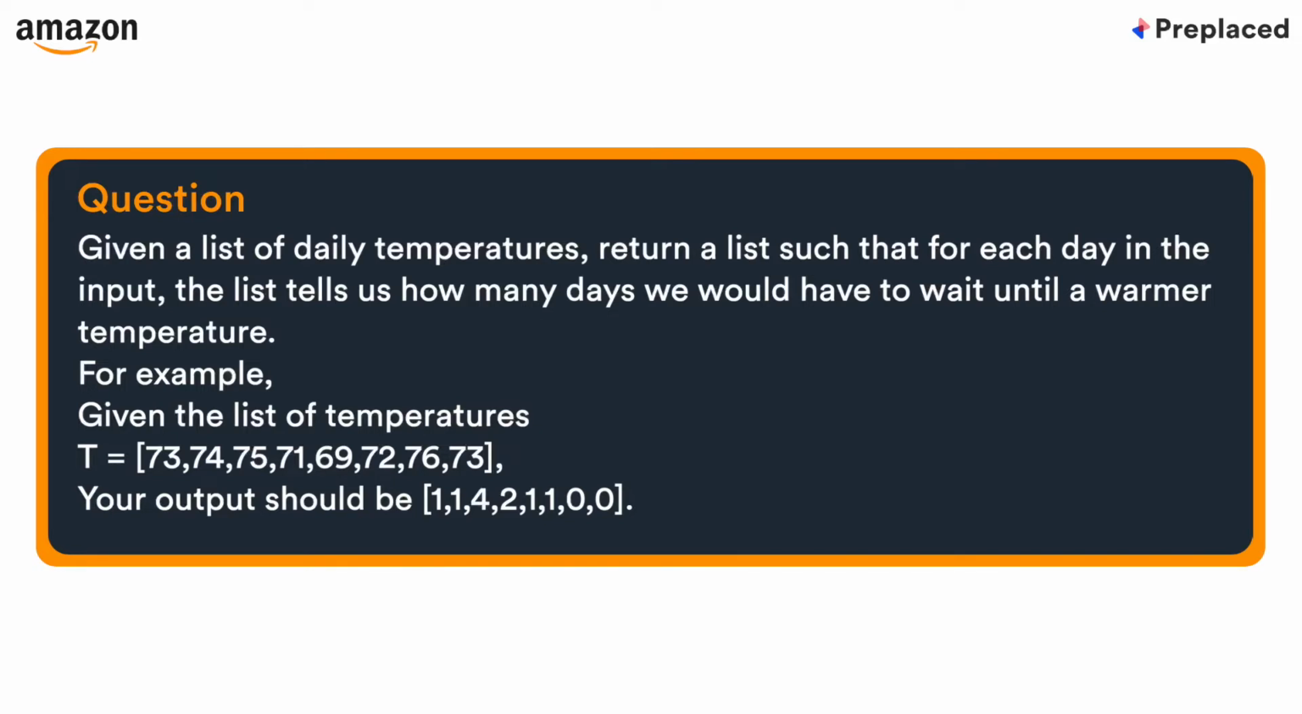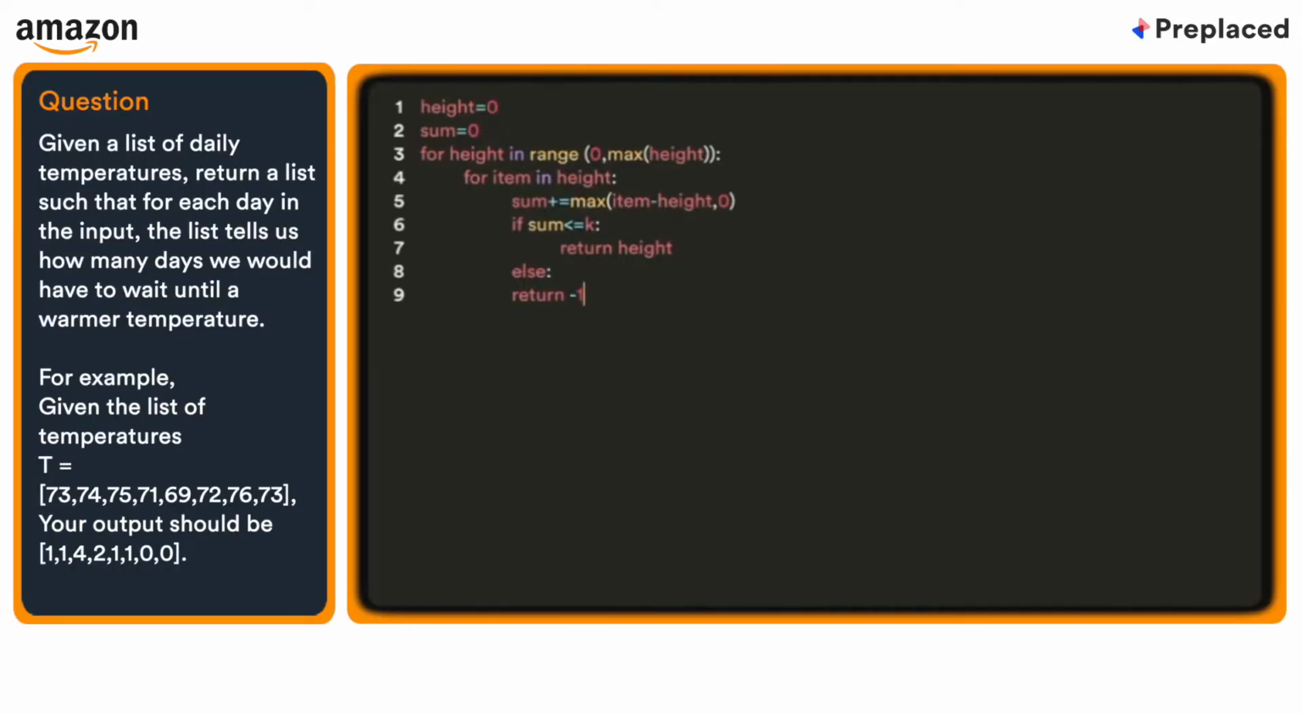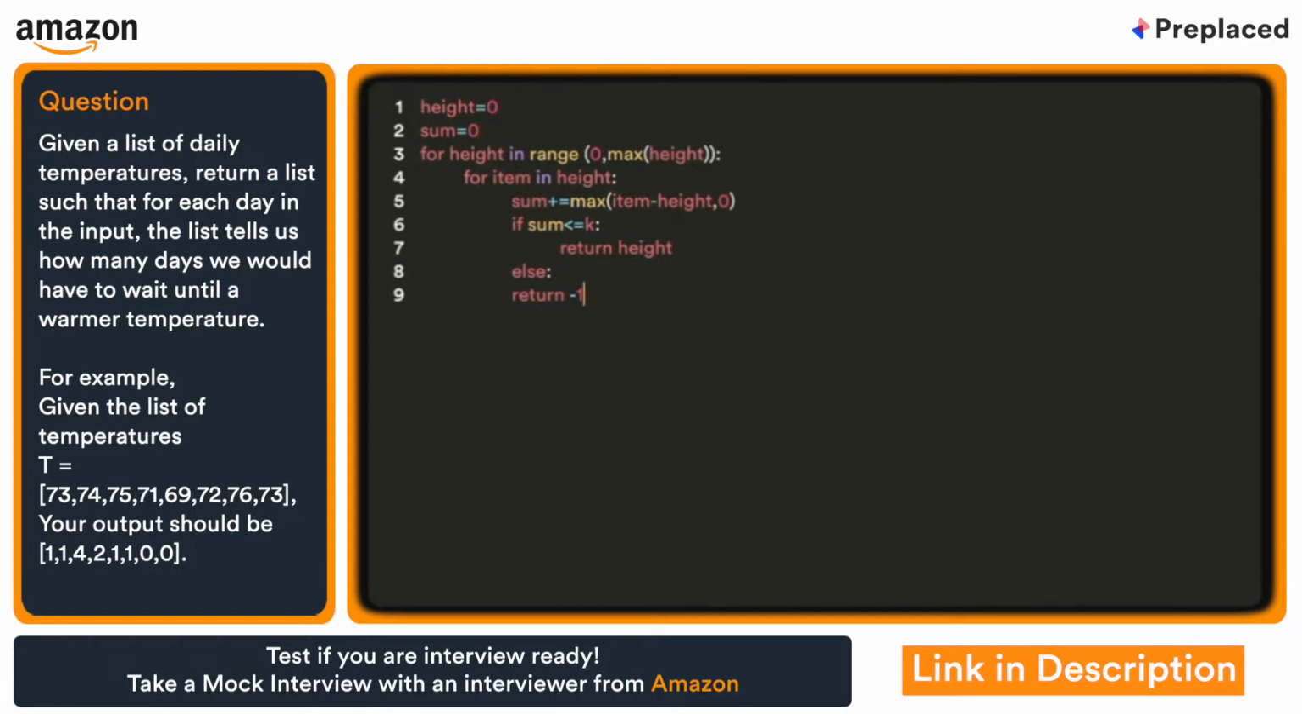So there's an array with all the temperatures. We just have to find out how many places away the next element is which is higher than the current element. Correct.